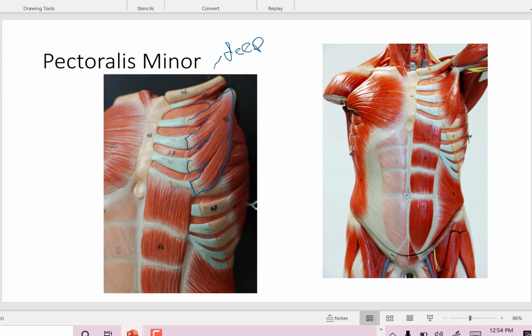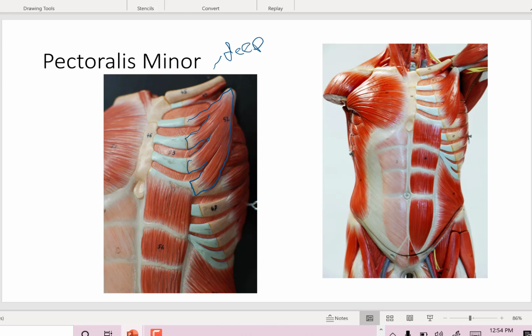Now, depending on the model that has been used, we want you to know that the pectoralis minor has origins on ribs 3, 4, and 5. True, this picture shows an origin on rib 2 as well. For testing purposes, we want you to know origin on ribs 3, 4, and 5.